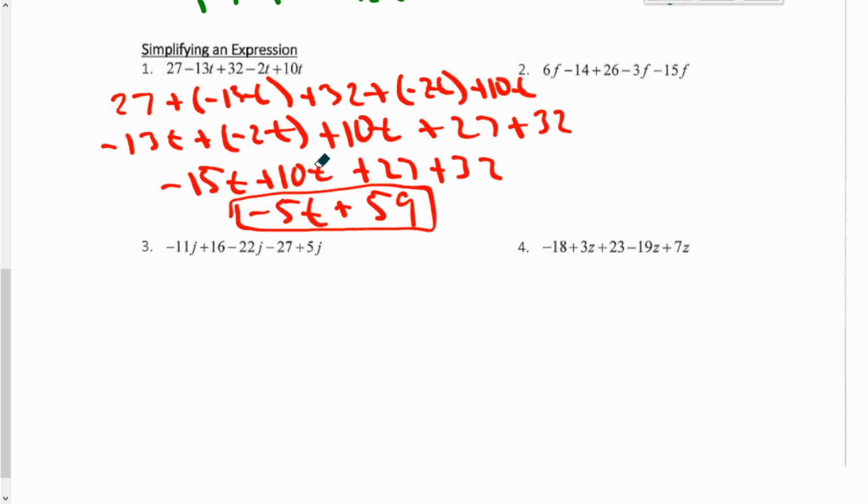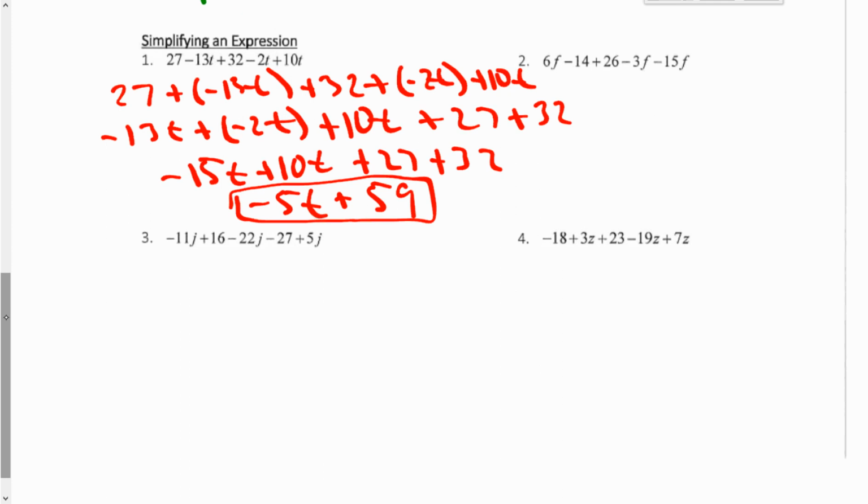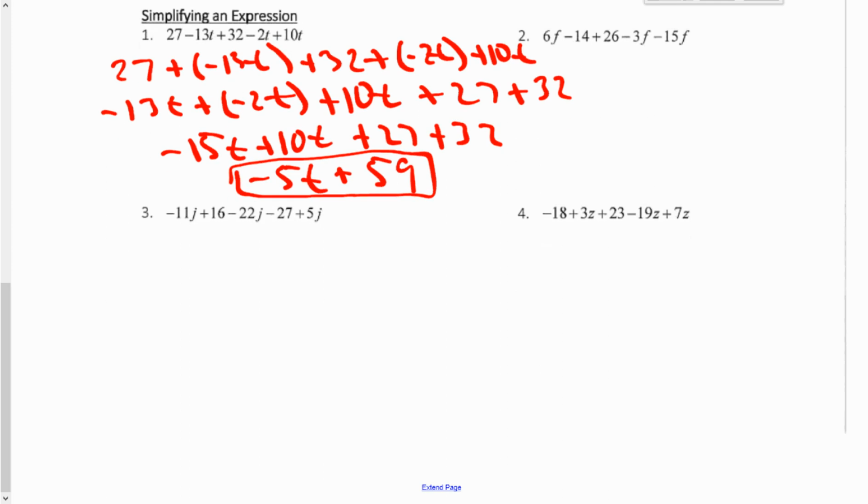All right, I'm going to let you guys try number 2. I'm going to move down here and do number 3. Again, my first step is going to be to rewrite everything as addition. So plus negative 22j and plus negative 27.